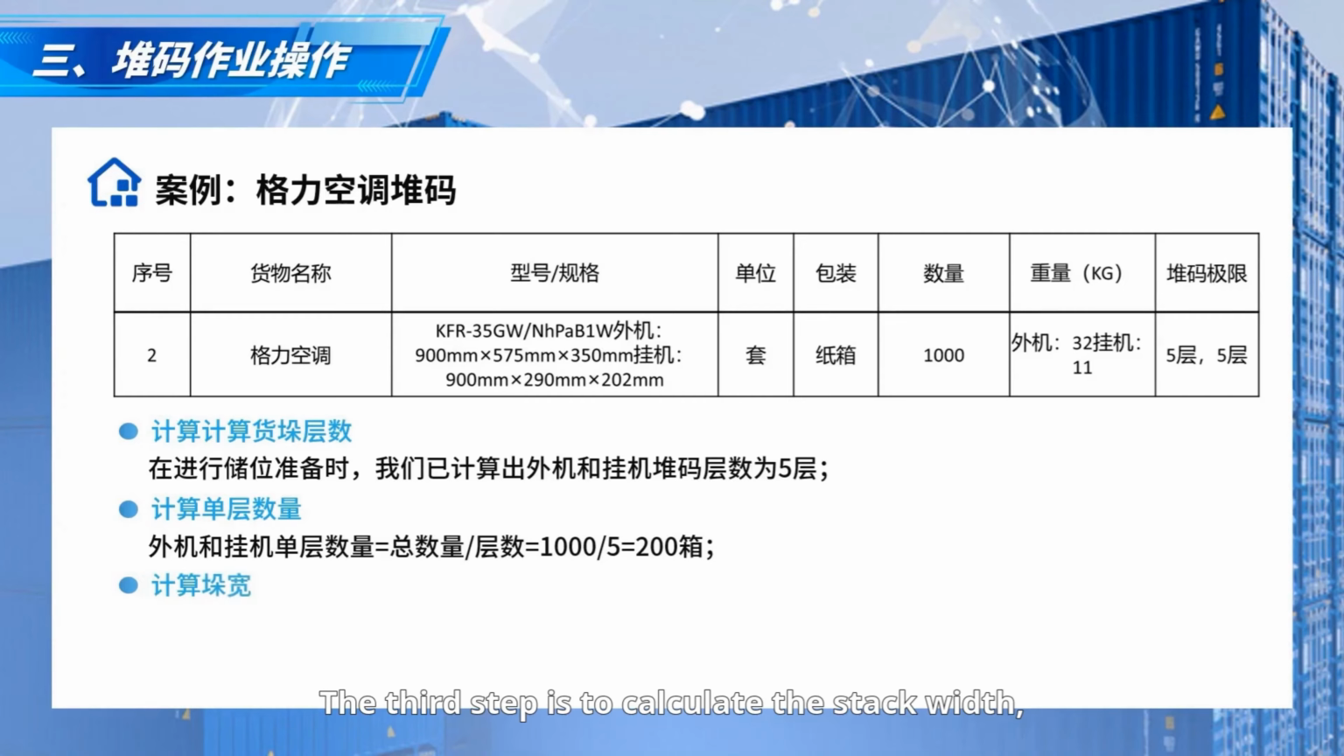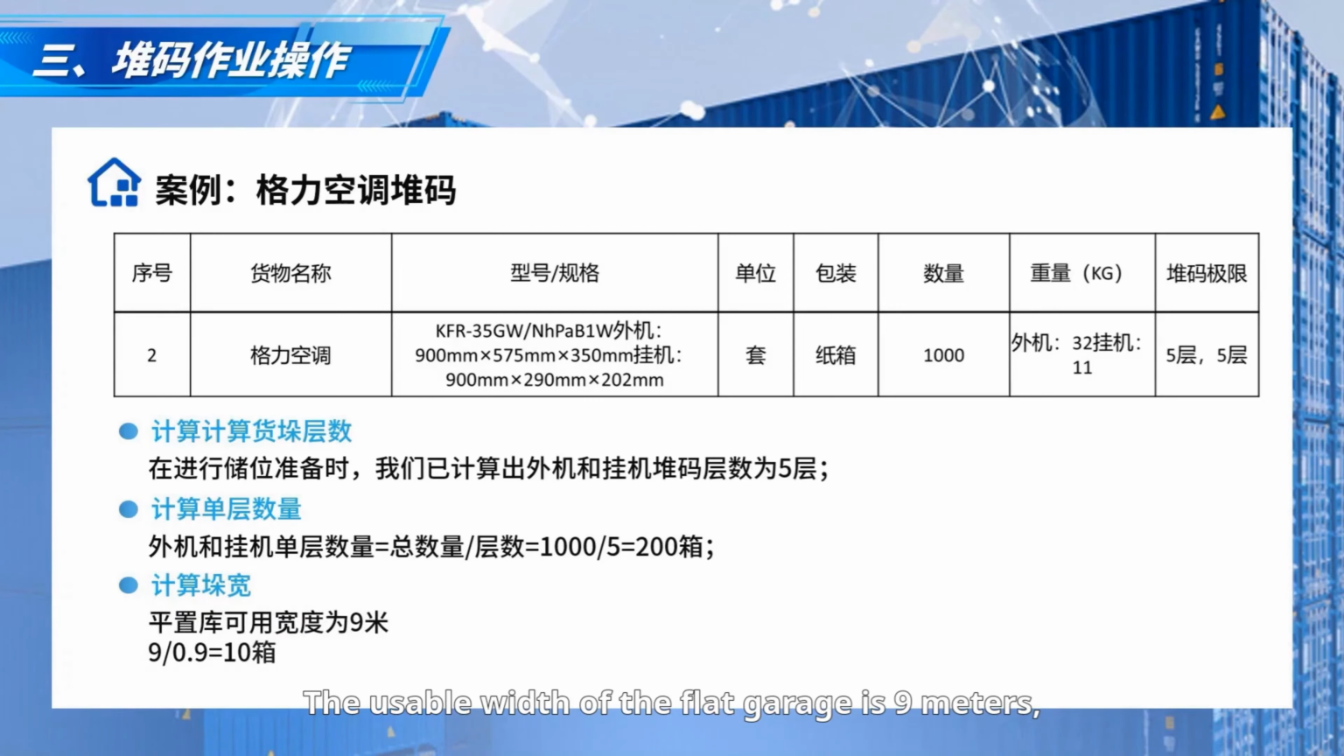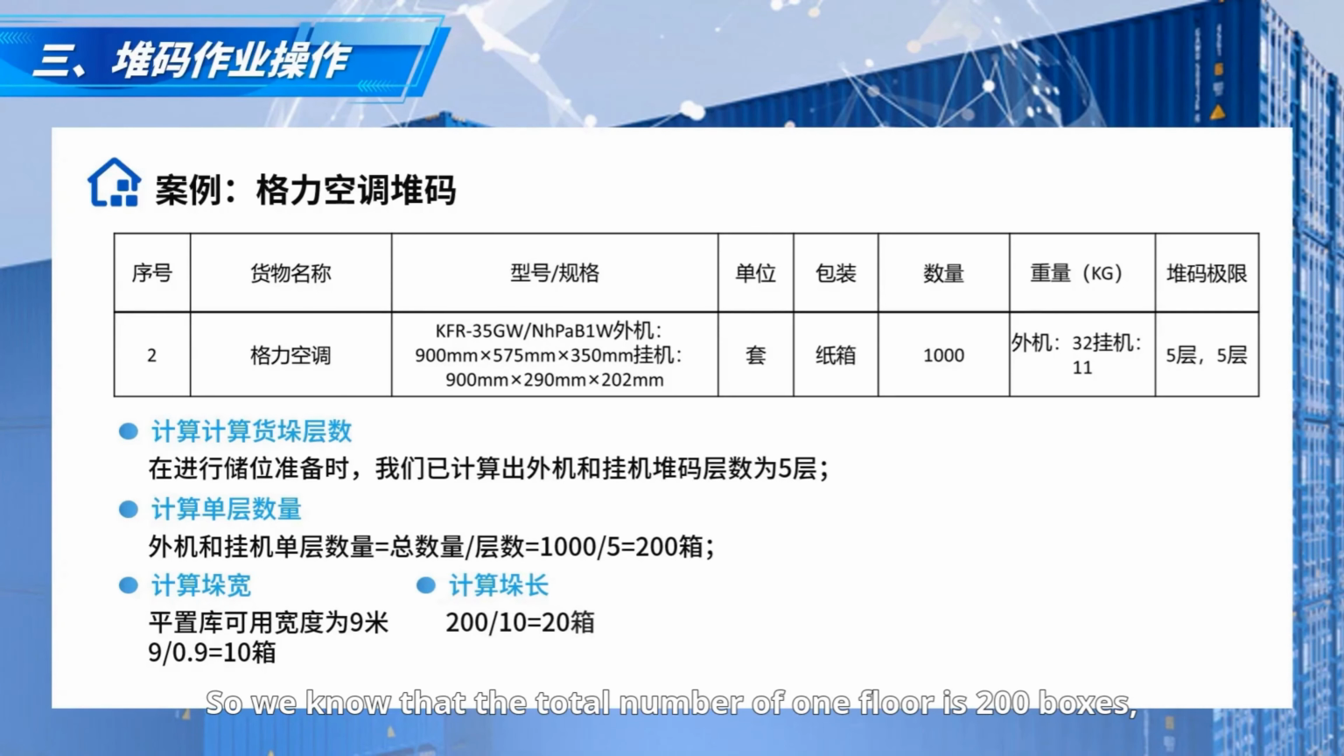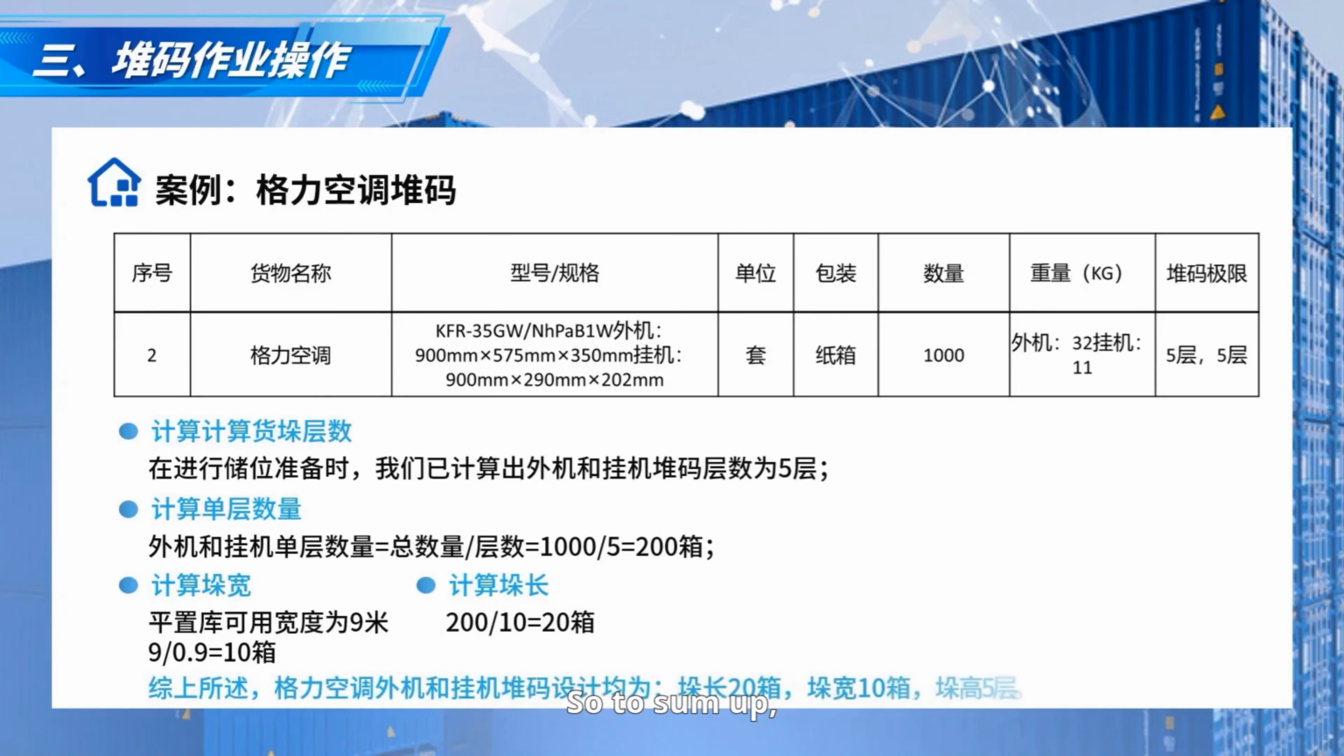The third step is to calculate the stack width. The usable width of the flat garage is 9 meters, which can pile 10 boxes. The fourth step is to calculate the length of the stack. So we know that the total number of one floor is 200 boxes, the width of the pile is 10 boxes, then the pile length is 20 boxes. So to sum up, the stacking design of GREE air conditioner external and on-hook machines are all pile length 20 boxes, stack width 10 boxes, stack height 5 layers.